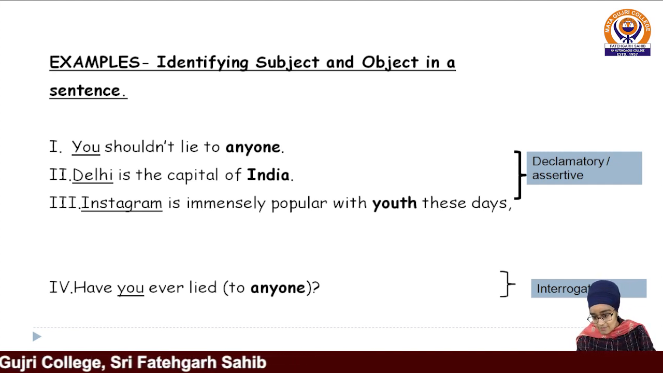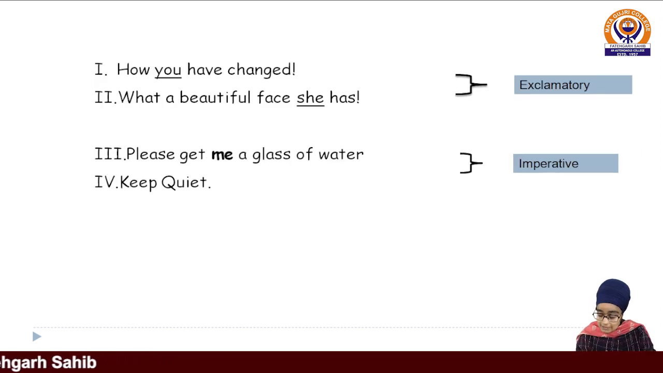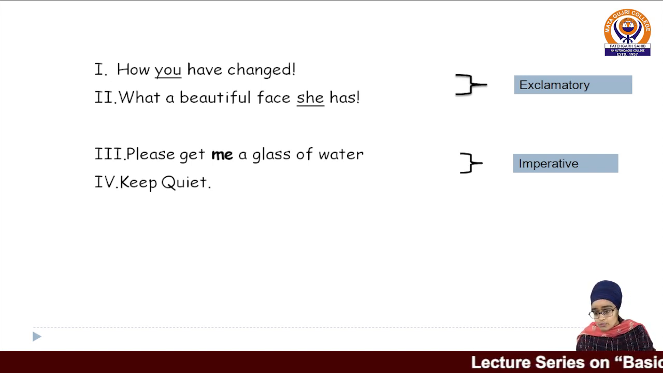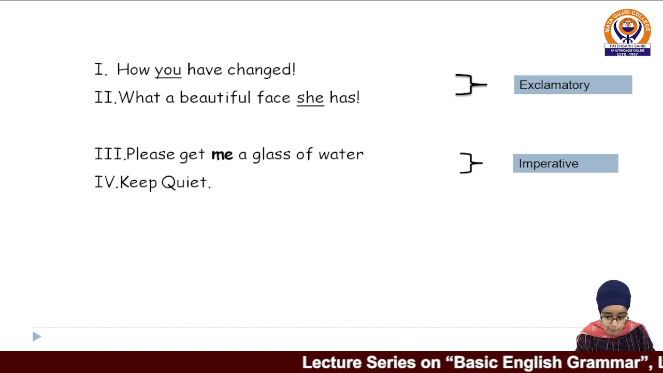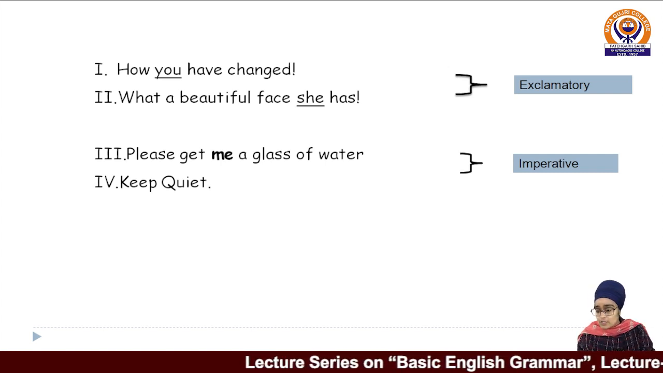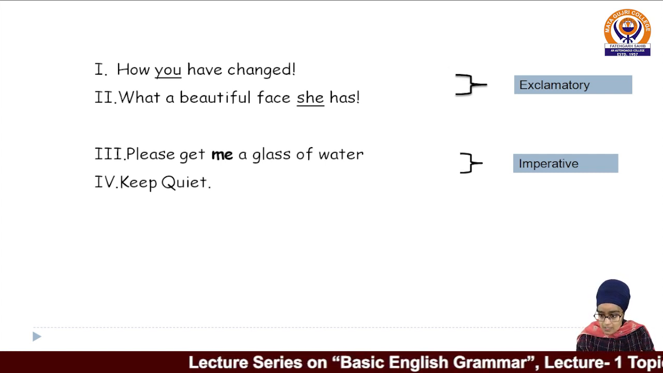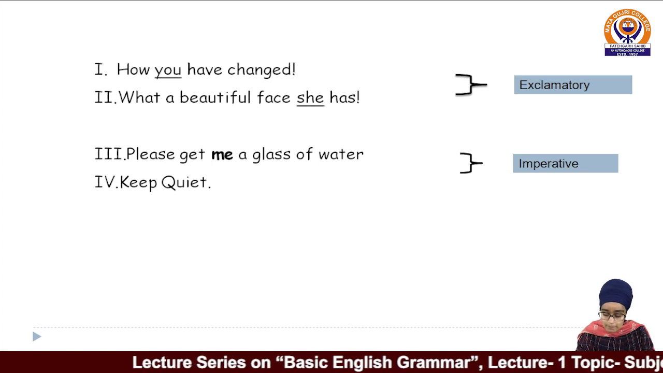Second, interrogative sentences, wherein you are making a question. You are asking something. You are putting forth a question. Third, exclamatory sentences. Sometimes when you are overcome with some intense emotion, then you utter some sentences. Maybe you are very happy, you are too elated, you are in grief or sorrow. So such sentences are called exclamatory sentences. And fourth are imperative sentences wherein you are giving a command, you are making a request or seeking permission.